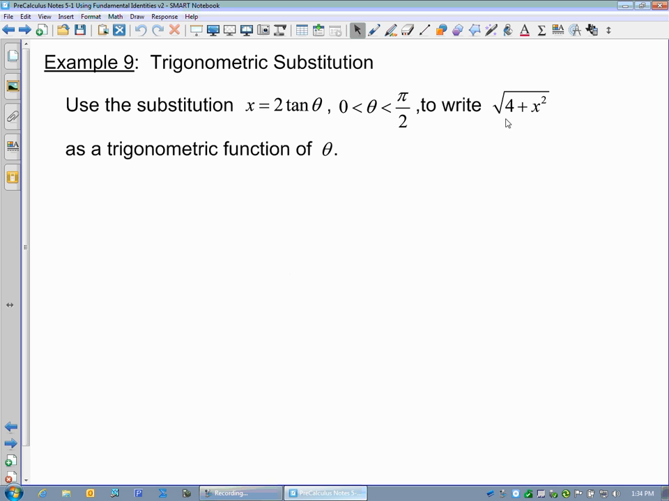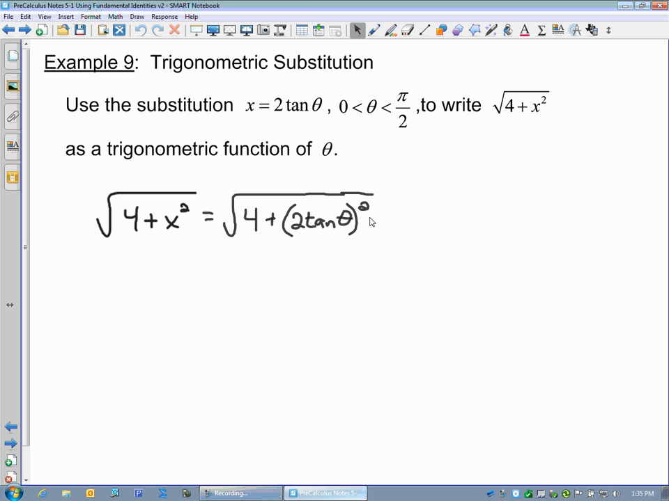So if we take the expression square root of 4 plus x squared, and the substitution, wherever there's an x, we can replace that with 2 tangent of theta. This can be done completely algebraically, but I also want to relate it to the geometry of it. So here we make that substitution. We have 2 tangent of theta quantity squared. And then when we square that, we get 4 plus 4 tangent squared theta.